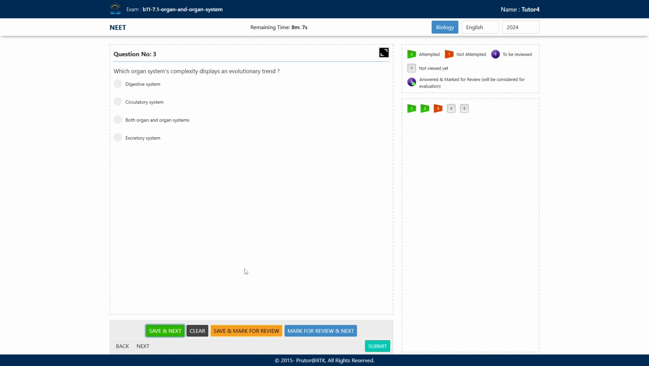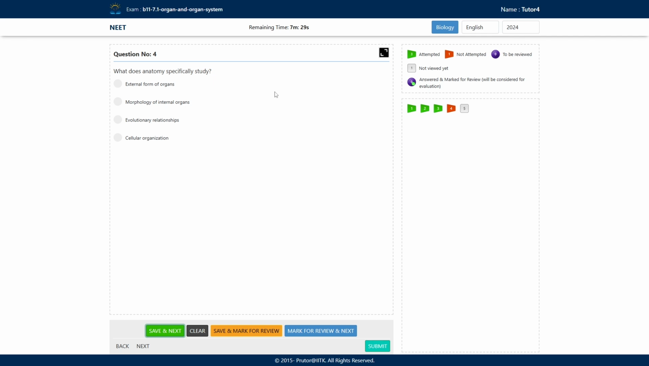Which organ system complexity displays an evolutionary trend? A. Digestive system, B. Circulatory system, C. Both organ and organ system, and D. Excretory system. So first of all, the organ has been formed, and later on the organ system is there, right? So both organ and organ system is the correct answer.